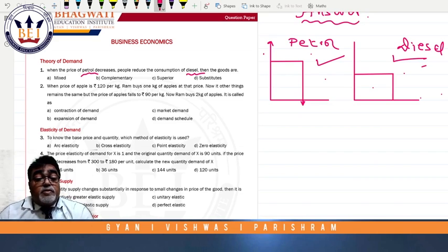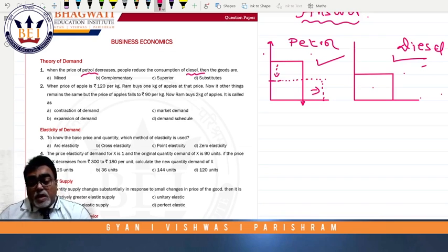So if price of petrol decreases, it's common sense, what is happening? Obviously, as per law of demand, quantity demanded of petrol would increase. So when petrol is grabbing this market, diesel, being competitive with it, should be demanded less. So what does it mean? The price of petrol decreases and consumption of diesel also decreases.